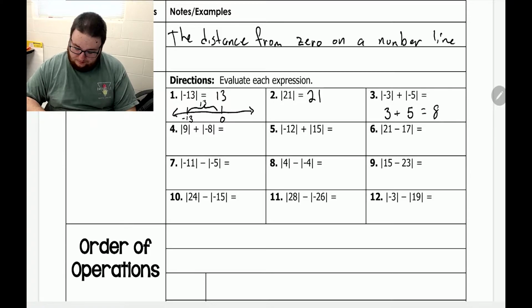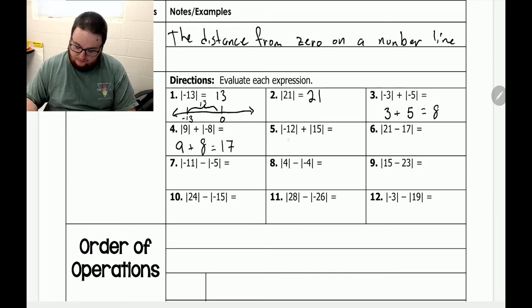Moving on to number 4, we have the absolute value of 9 plus the absolute value of negative 8. So again, work left to right and take a single step at a time. The absolute value of 9 is just going to be 9, plus the absolute value of negative 8, well, that's 8. And then we have 9 plus 8, which is 17, and 17 is our final answer for number 4.